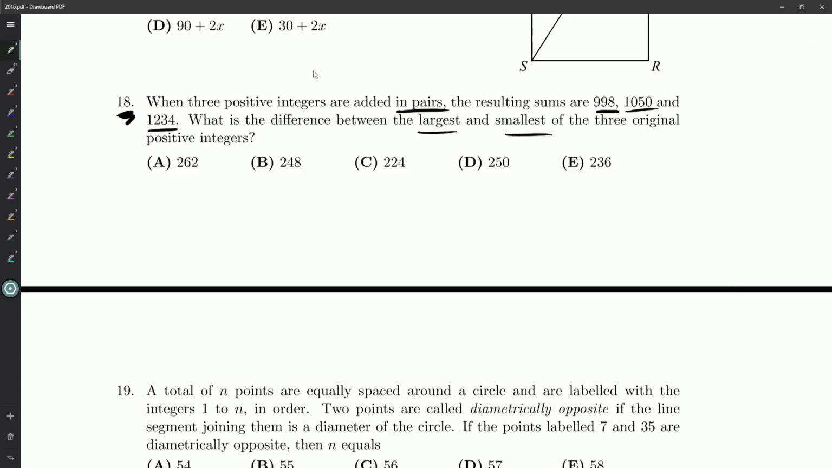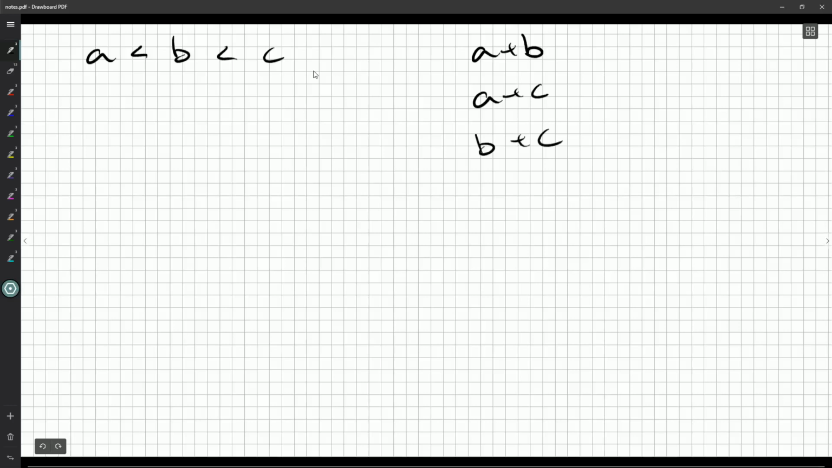So I don't know any of these three numbers. We could actually go to the trouble to work them out. There's enough information to do so. I'm going to call these numbers A, B, and C, and I'm going to specifically say A is the smallest, C is the largest. So we're adding them in pairs. We've got the sum A plus B, A plus C, and B plus C. And these are actually increasing.